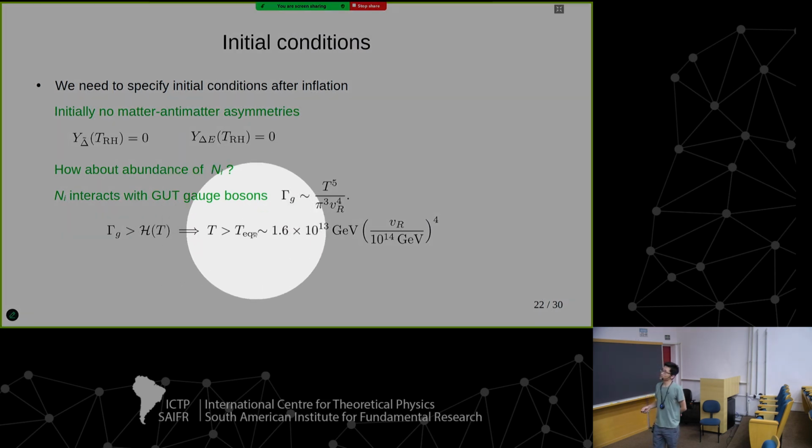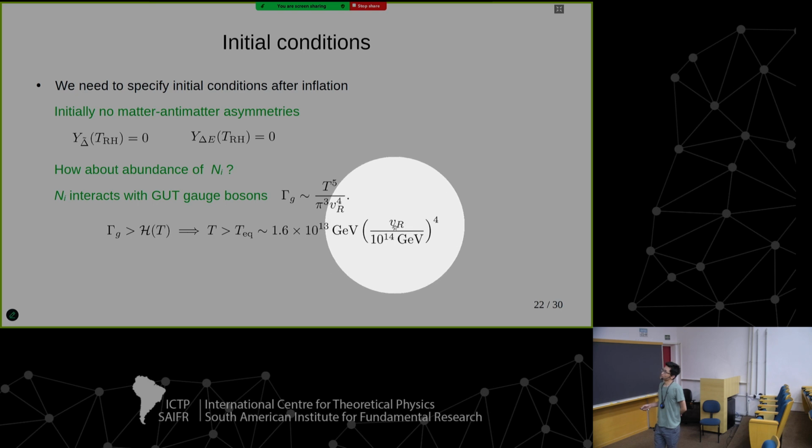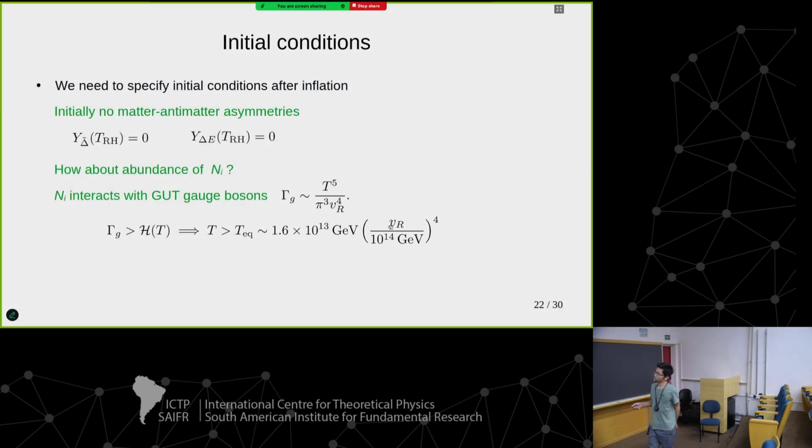If the temperature is above this value, just a reference value, if you put this scale at 10 to the 14. Actually, this V_R is a B minus L breaking scale, because in SO(10), you break SO(10), then we break to some intermediate scale, where we have the B minus L gauge symmetry, so we break it. We'll see later, there's an intermediate scale. And then that means that there's an uncertainty, because we have no idea what is the reheating temperature of the universe, so there's some dependence.